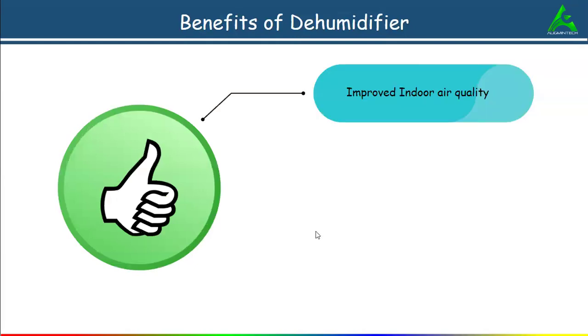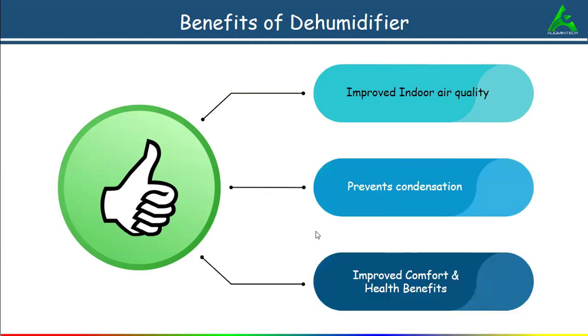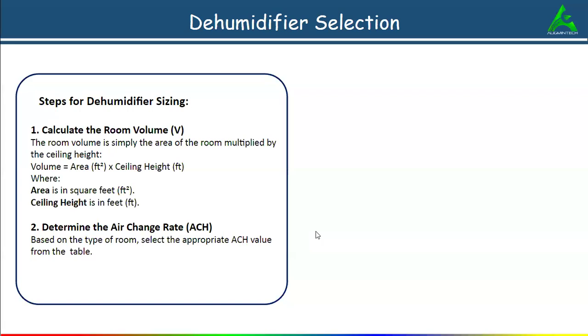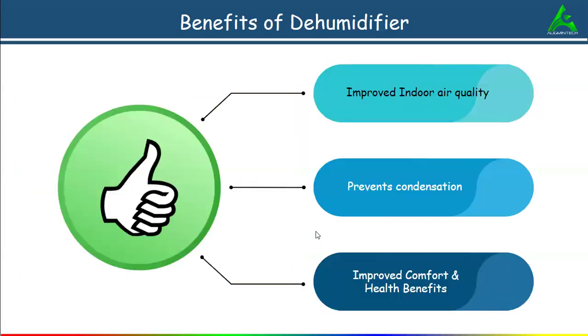Now we'll see the benefits of a dehumidifier, and the disadvantages also. The benefits are improved indoor air quality, prevention of condensation, and improved comfort and health. Regarding disadvantages, we are losing energy at that point, and it is an extra thing which consumes more power and adds cost to the consumer.